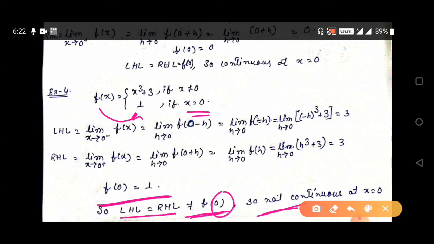So in this video I have shown 4 questions. The first question was given a function with no condition at a particular point. The second question is given a function with no condition with no particular point. The third question is given a function with condition with a particular point, and the fourth question is also the same, with condition with a particular point.